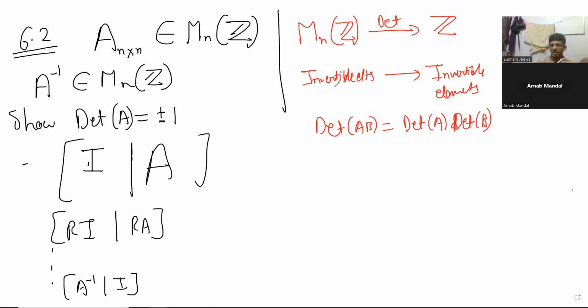Right, invertible elements should go to invertible elements. This is certainly correct. And so if A is invertible, then it will go to an invertible element in Z. But what are the invertible elements of Z, which are called units with this notation? Just plus minus 1, right? There's no other invertible element in the integers. Everybody knows that.